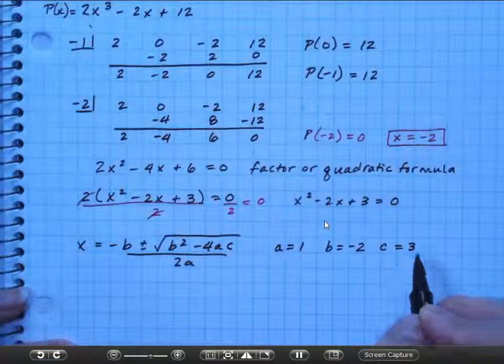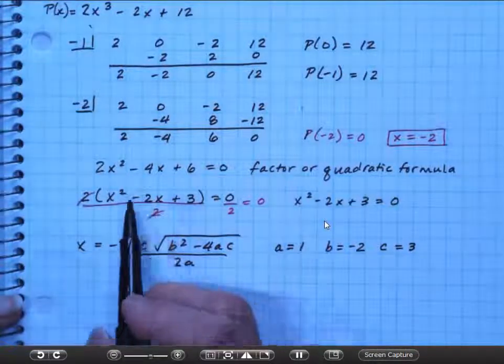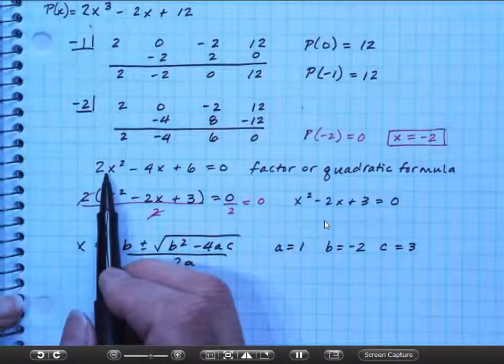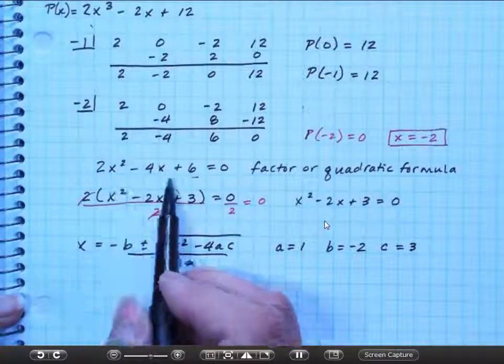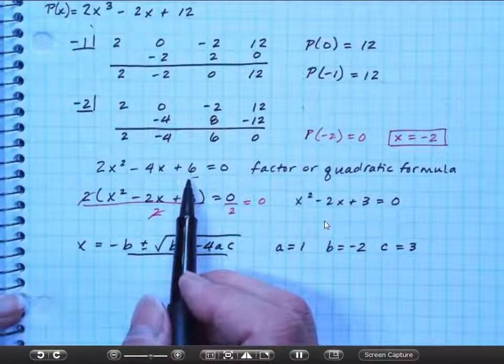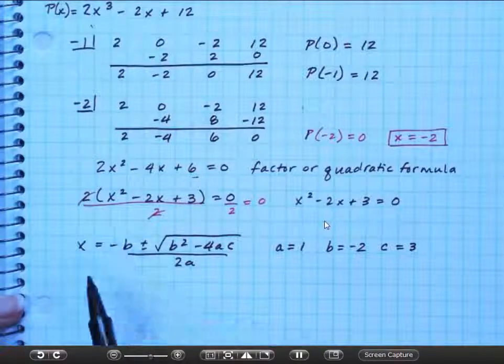Now, a student in class asked about the fact, why are we using the reduced polynomial? Why didn't we use the original polynomial in our quadratic formula? We could have. It just makes for bigger numbers and makes it harder for us to reduce when we get down to the bottom. So you always want to factor out GCFs if you possibly can.